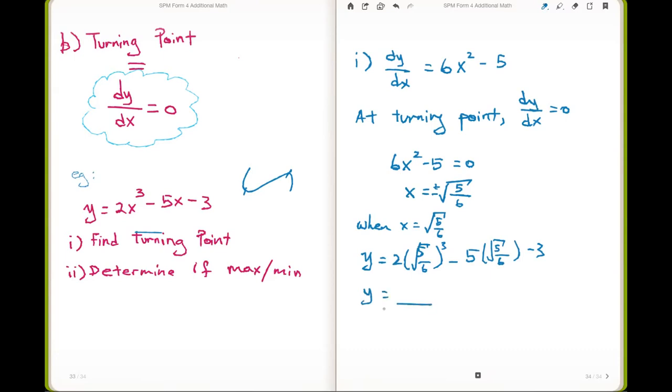Now, the next thing that I want to bring up is how are you going to tell if the point that you get is a maximum or minimum? A side note here.